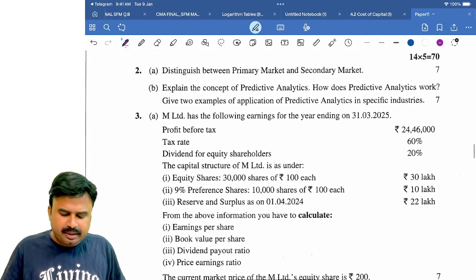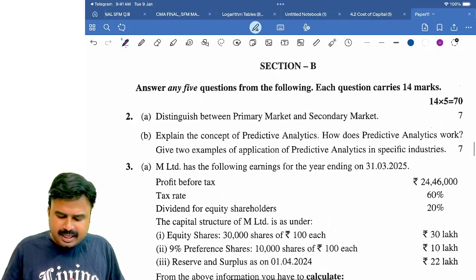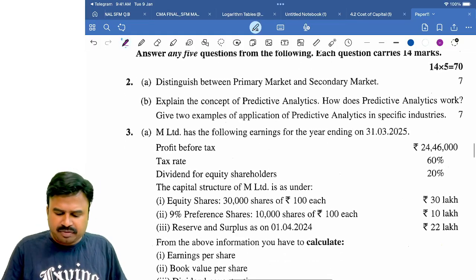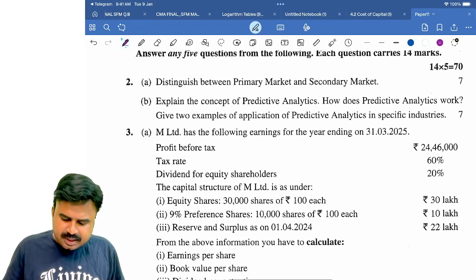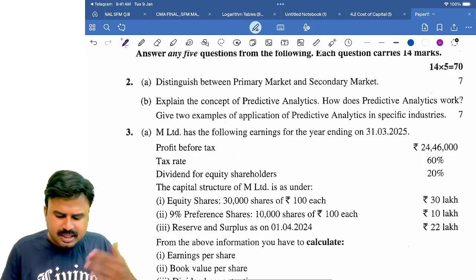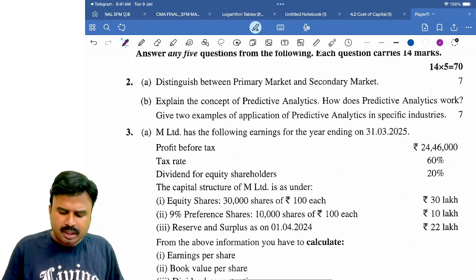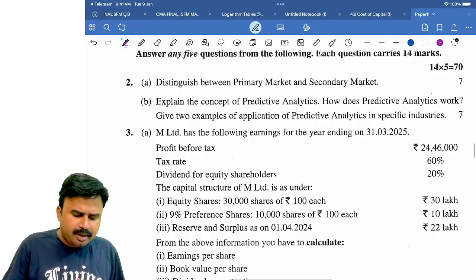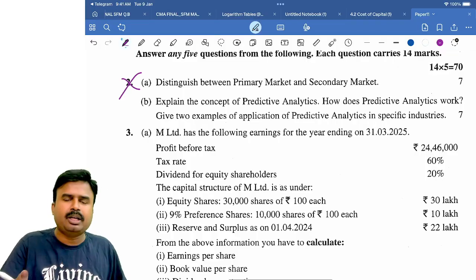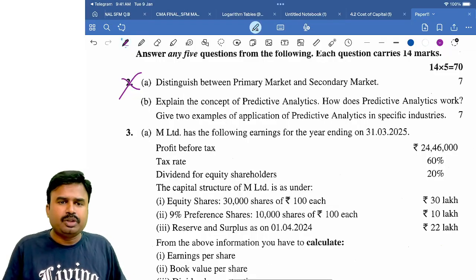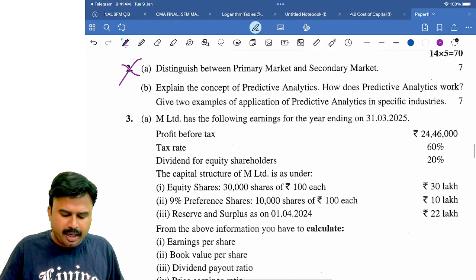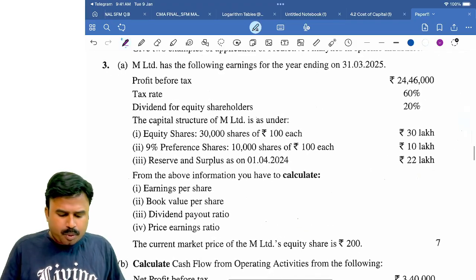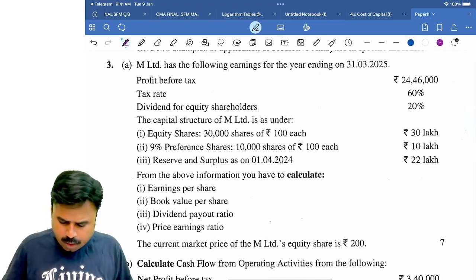Now look at the second segment of the question paper, Section B. 2A and 2B: one question is related to business data analytics, the other question is related to financial markets. So you can't attempt these questions. As I told you, you don't need to attempt them. In fact, even if you attempt them, you don't get much marks. That's the reason.